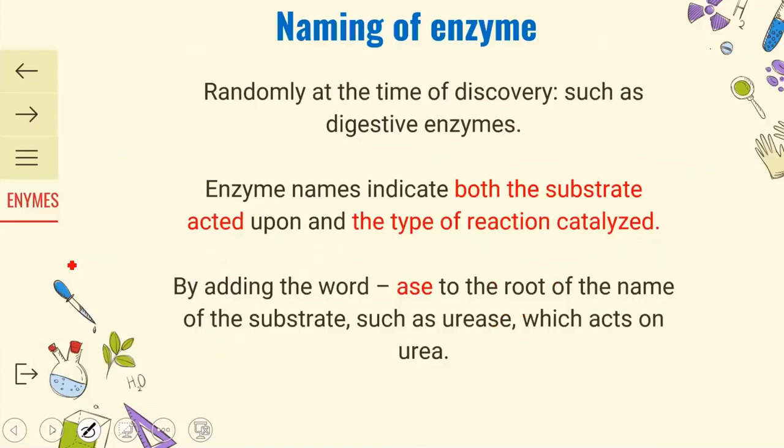Next is the naming and classification of enzymes. Enzyme names consist of two parts. The first part is the substrate that they act on, and the second part is the type of reaction that they catalyze. The second part normally ends with the suffix -ase. For example, the lipase enzyme. The first part is the substrate, so in the lipase enzyme, the substrate is lipids.